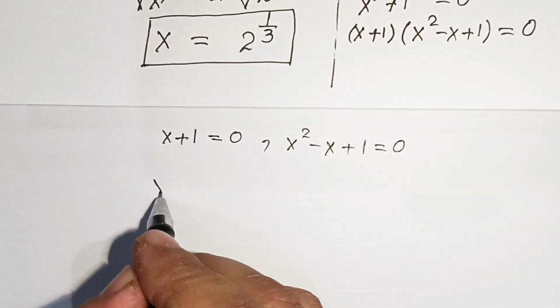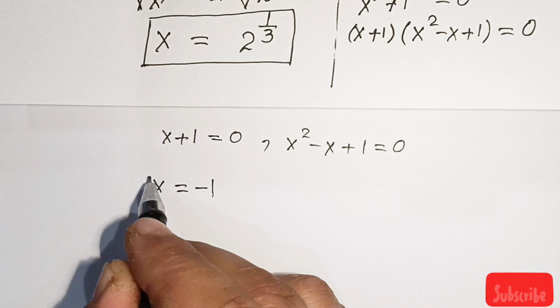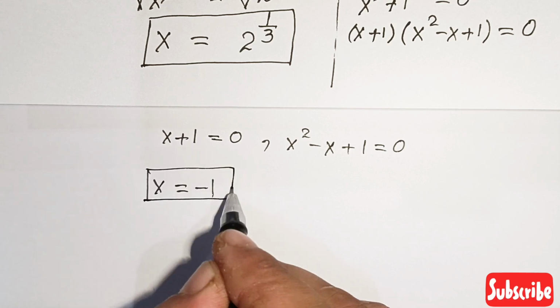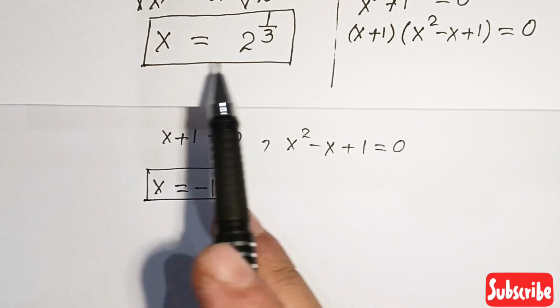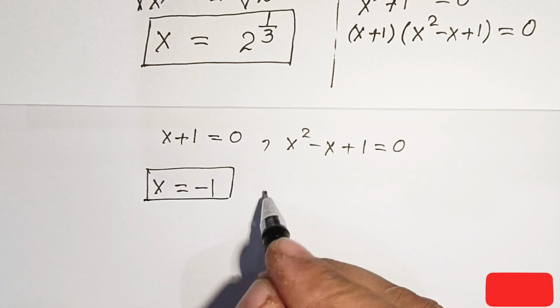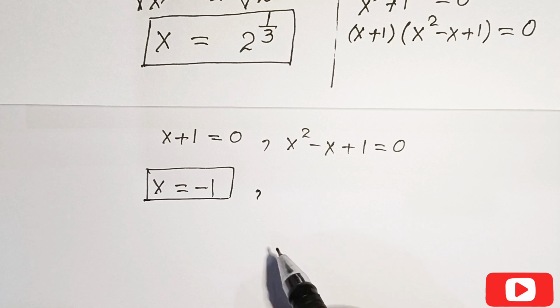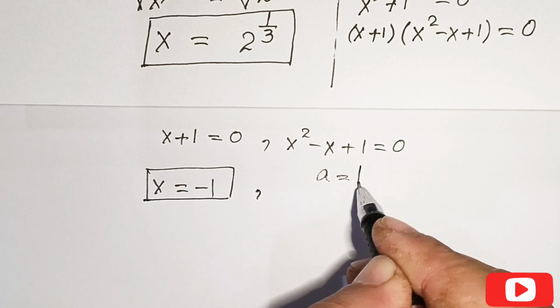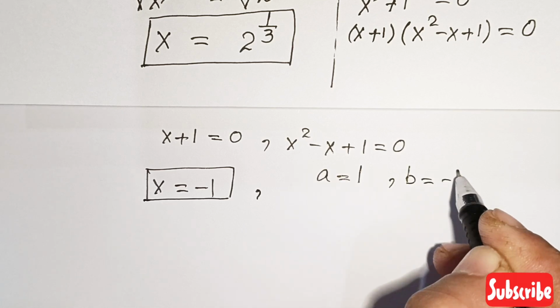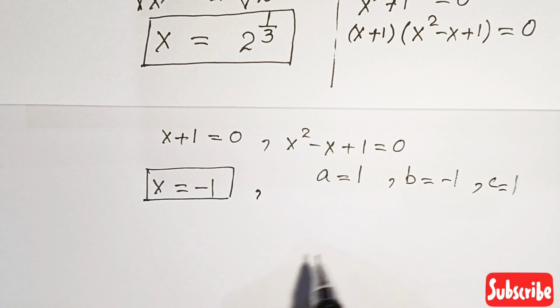So here x is equal to minus 1, it is another value of x, as we have found this first value and it is the second one. Now it is a quadratic equation, we have to solve it using the quadratic formula. Here the value of a is 1, b is equal to minus 1 and c is equal to 1.